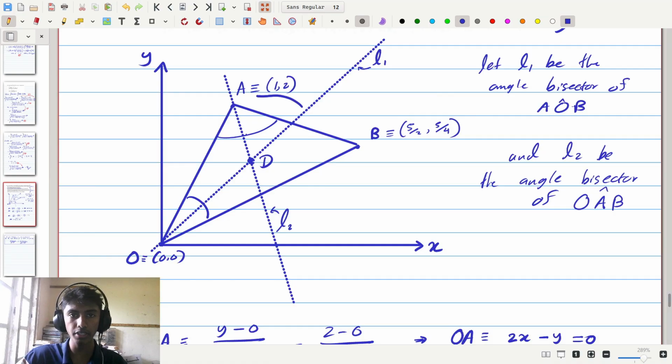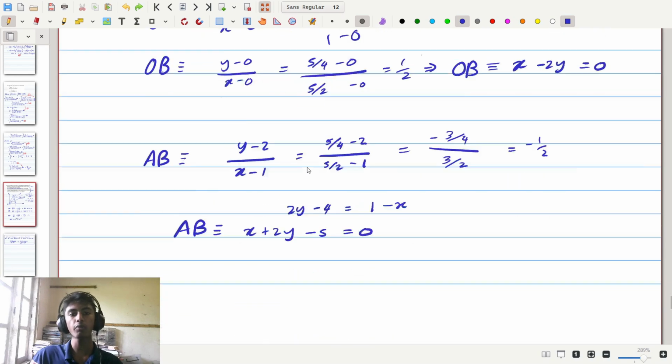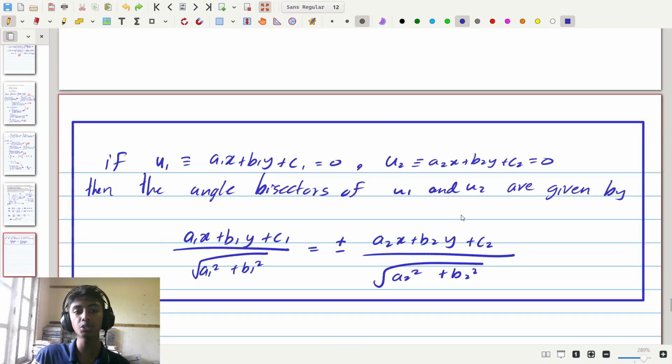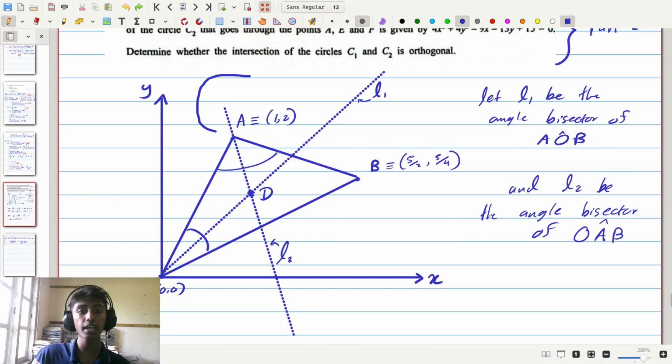So the point A and point B are on opposite sides of the line L1, which is the angle bisector that we want. Which means that once we get the two formulas for the two angle bisectors of OA and OB, one of them is going to have the property that the points A and B are on opposite sides of it, and that one is going to be the one that we want to find. So we're going to find the two angle bisectors, and out of those we're going to check which one gives us A on one side and B on the other side, and that's going to be L1.